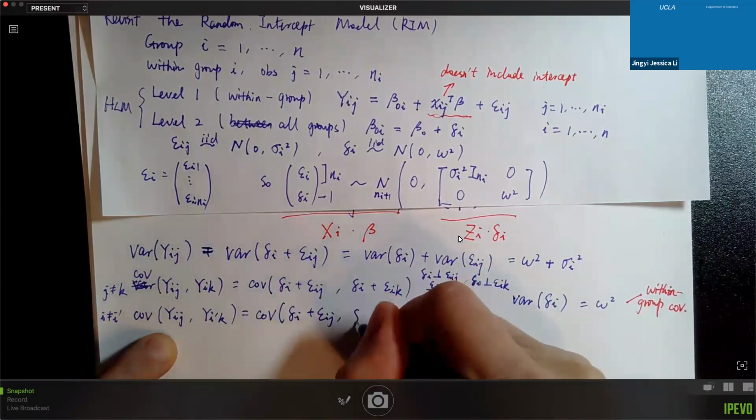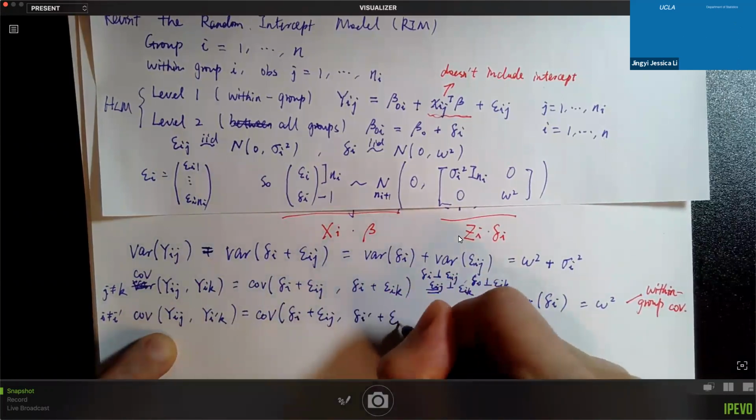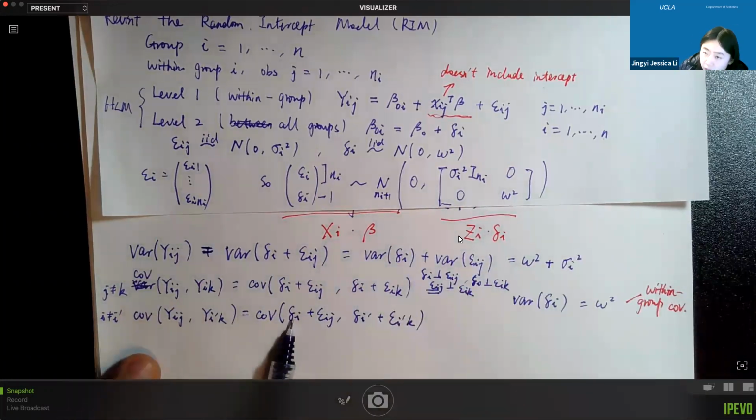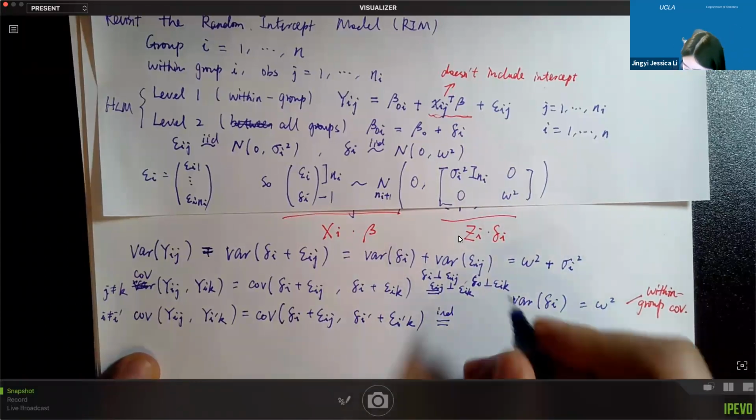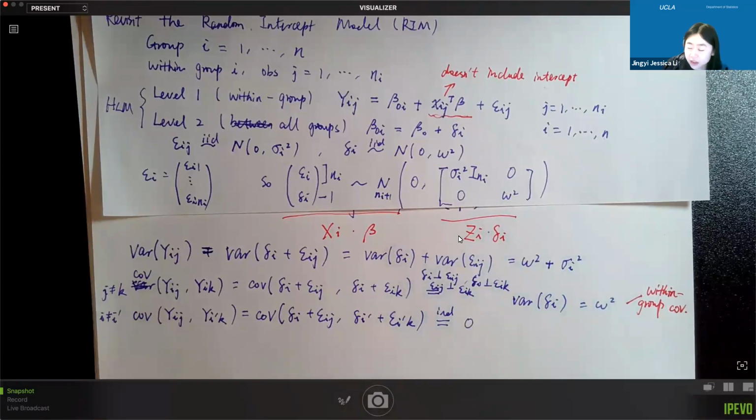This is delta I prime plus epsilon I prime k. So now all the four things are independent. By all the independence, I am going to have 0. This means that if observations are from different groups, there is no covariance at all, because we're under the Gaussian assumption. No covariance means no dependence. That means independent, while with covariance means dependent. Gaussian has that nice property. So you see, this is something quite interesting.